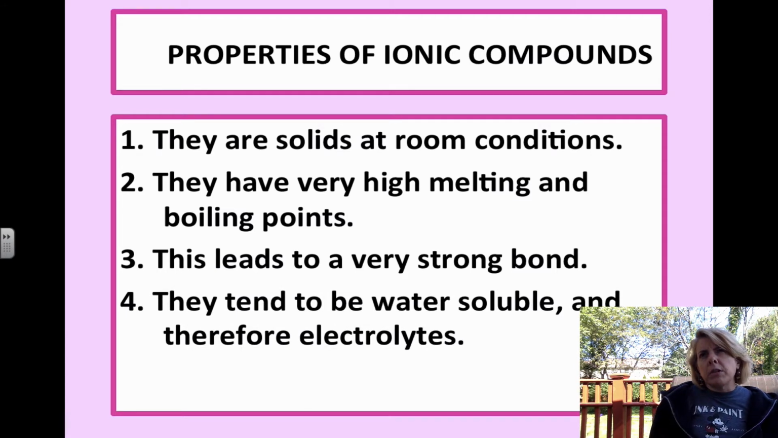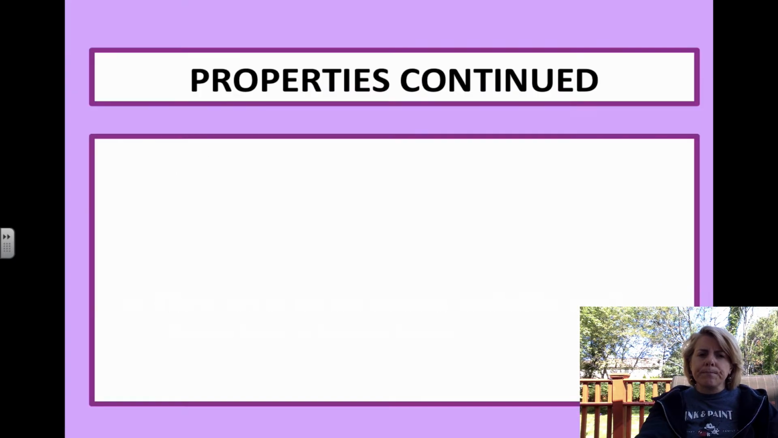Now, as I mentioned in the previous video, ionic compounds tend to form electrolytes in water. And because they form electrolytes, they're very good at conducting electricity, and I should have shown you by now a demonstration illustrating why they conduct electricity.